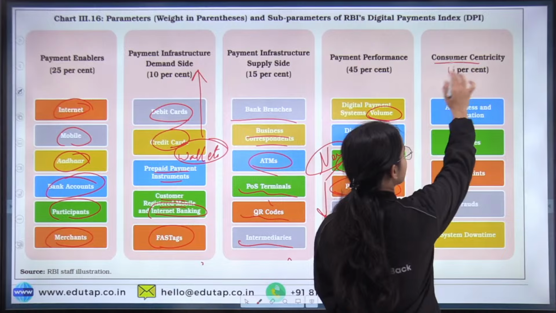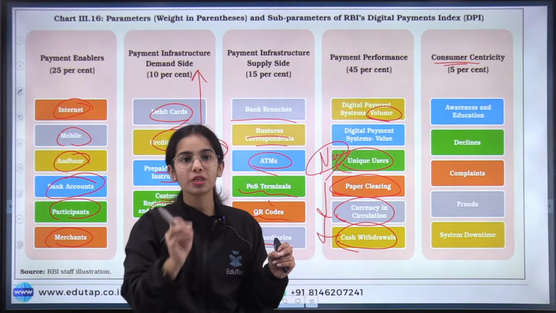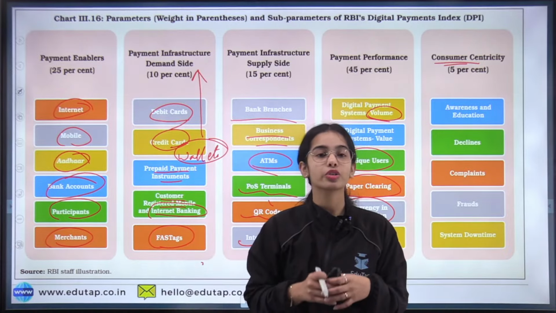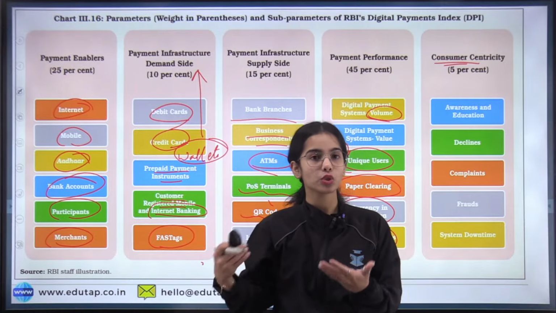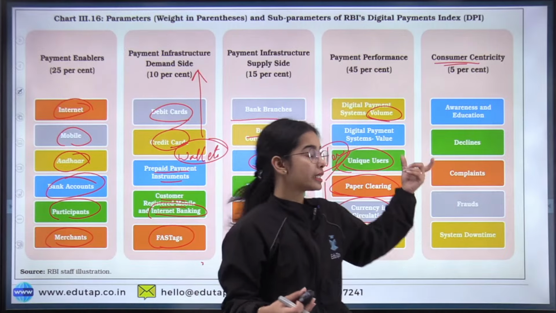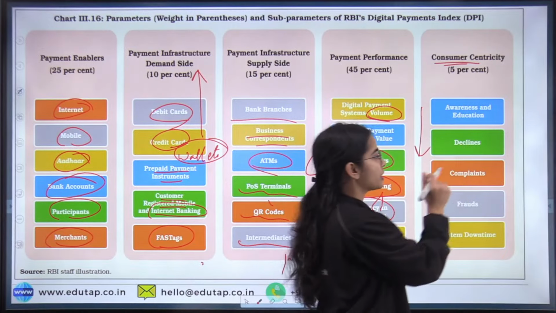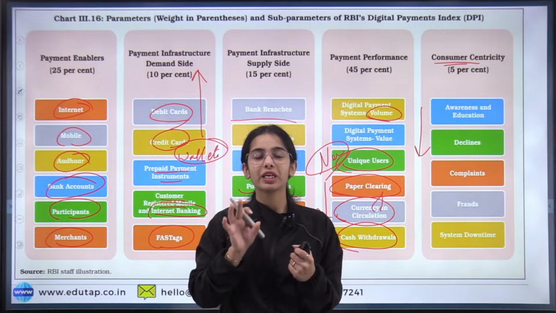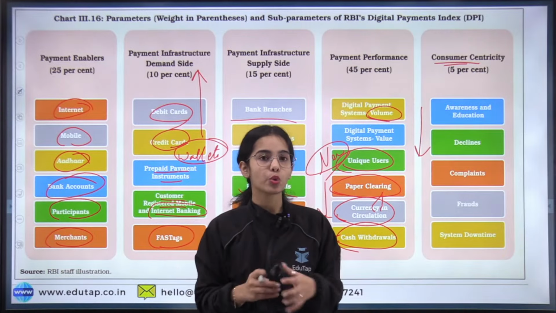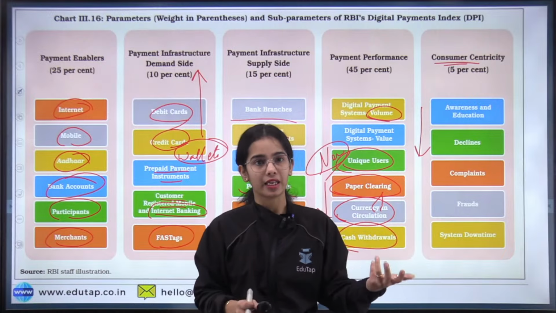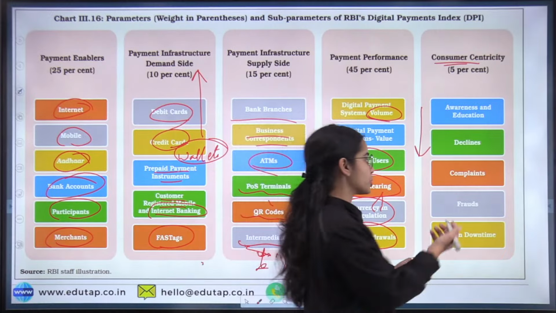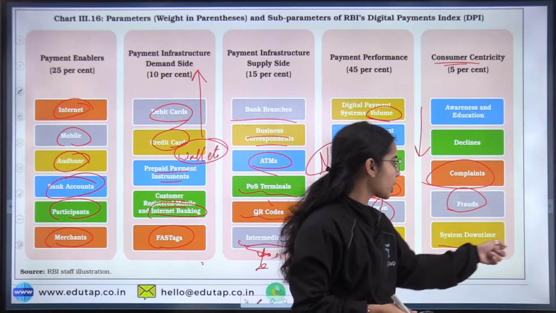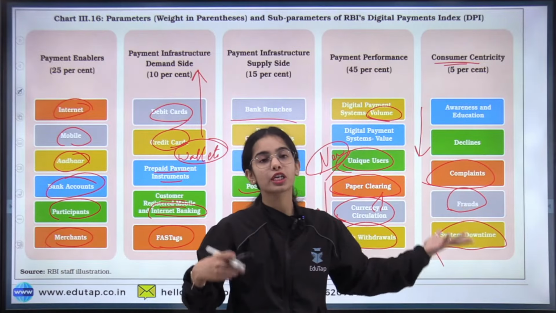Now next is consumer centricity. Consumer centricity means that the consumer awareness has to be expanded. So awareness and education has to be provided to the consumers in regards to digital payments, that how easily they can do the digital payments with security also. Declines. Consumer centricity means declines have to be reduced, because if more declines are happening, that means there are more problems and the people will be apprehensive in using the digital payments, because they know that their payments are getting declined again and again. So that can create trouble for the consumers and the merchants. Complaints, if there are many complaints, that has to be reduced. Frauds have to be reduced, system downtime has to be reduced. With that, there will be improved consumer centricity, okay.